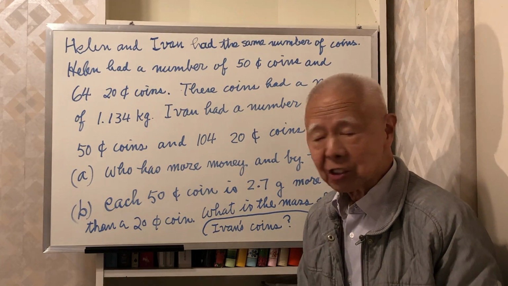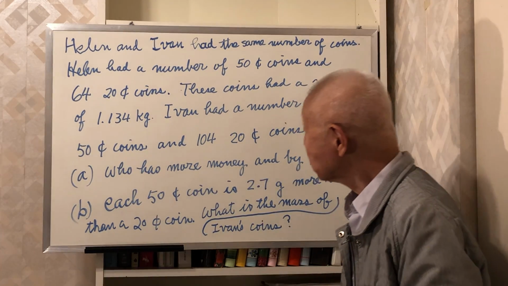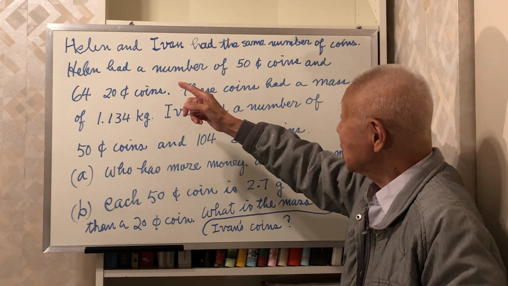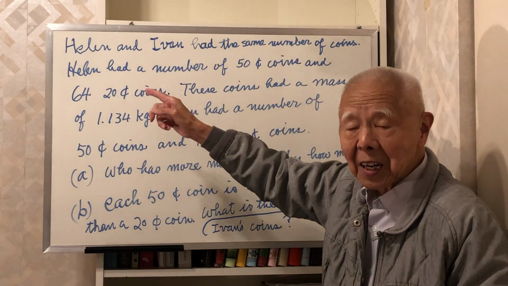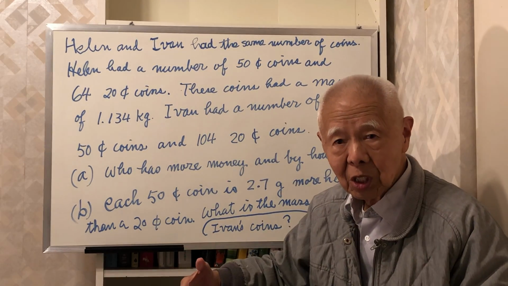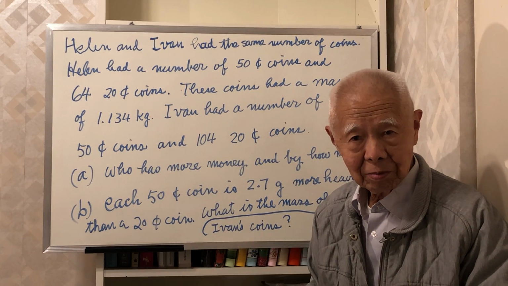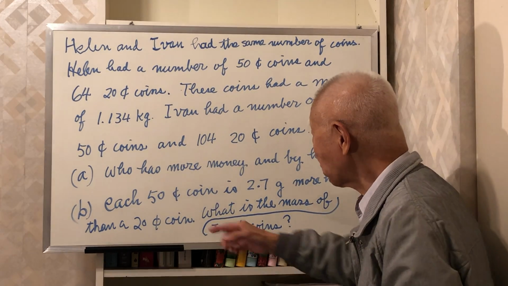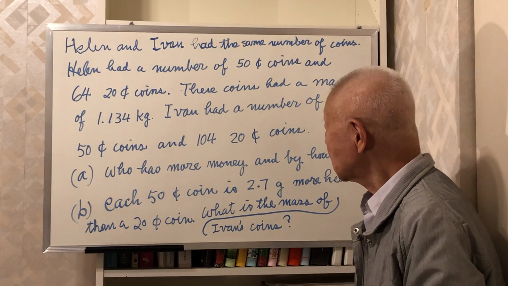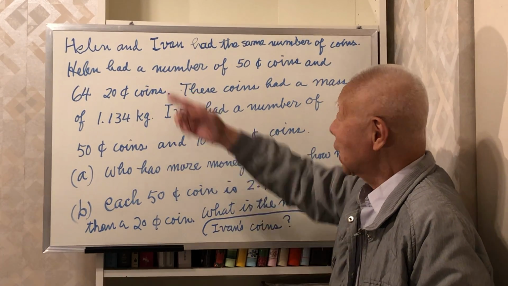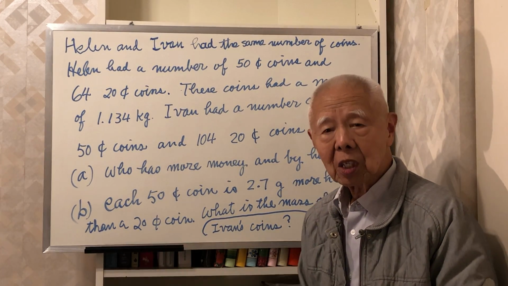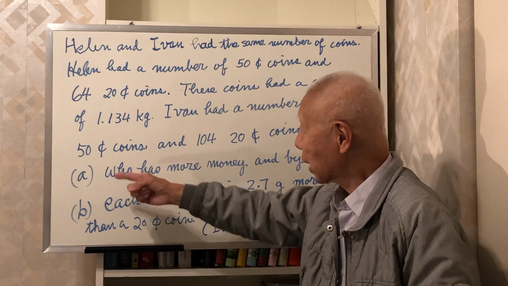What do we want to find? Part A: the money Helen has compared with the money Ivan has, who has more money? You answer either Helen has more money or Ivan has more money. But what's the difference? How much more? That's part A.